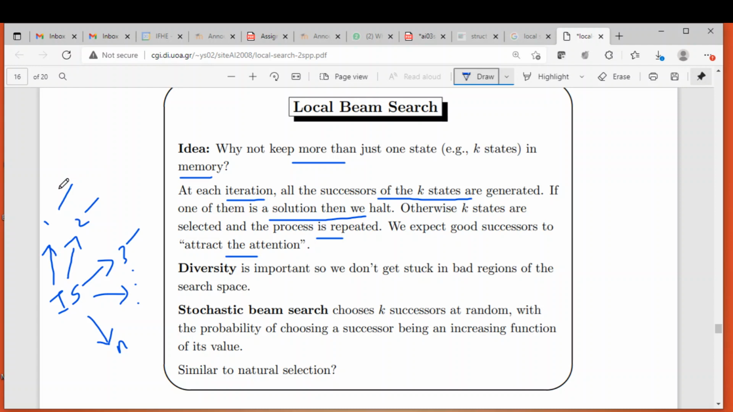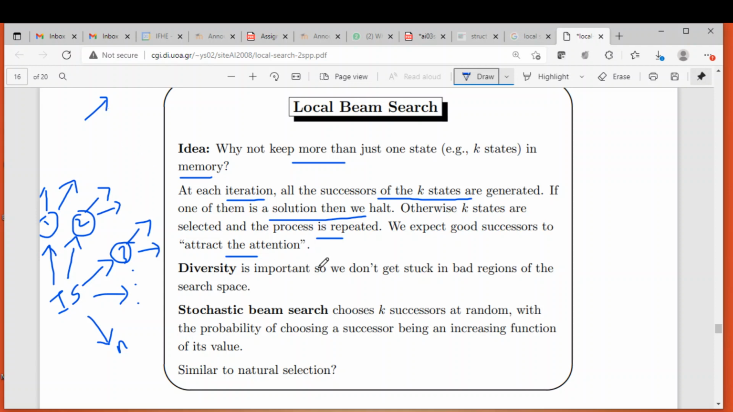Then let each of these successors explore. Each of the 3 will explore. From 1 there may be multiple options, from 2 there may be multiple options, from 3 there may be multiple options. Again from these you identify k good successors, and continue in that way. Finally you will reach not necessarily the optimal solution, but a good solution. That is what the algorithm says.